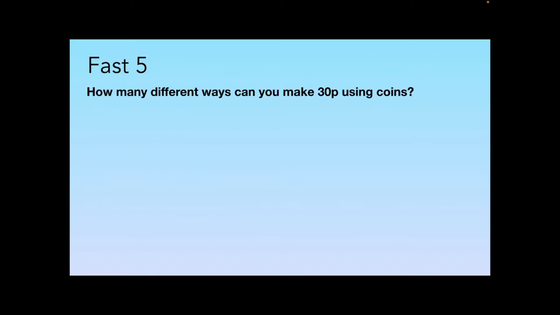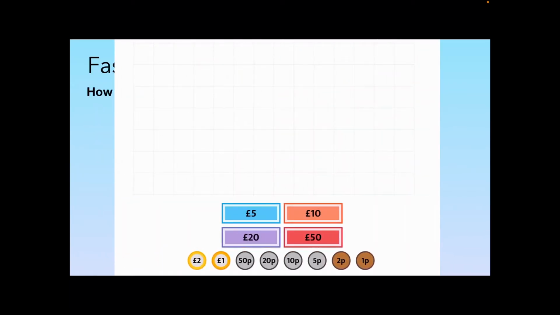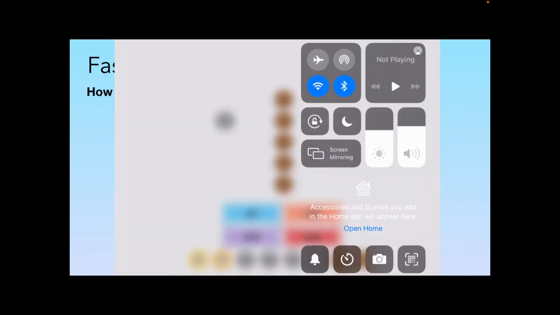Fast 5 for today is similar to last week. How many different ways can you make 30p using coins? Now what I'm going to do is use this website that's coming up here, and I will include a link below for this, but here is one way we can make 30p. 20p and 10p altogether makes 30p. So click the link to that website or grab some real coins maybe and see how many ways you can find of finding 30p.